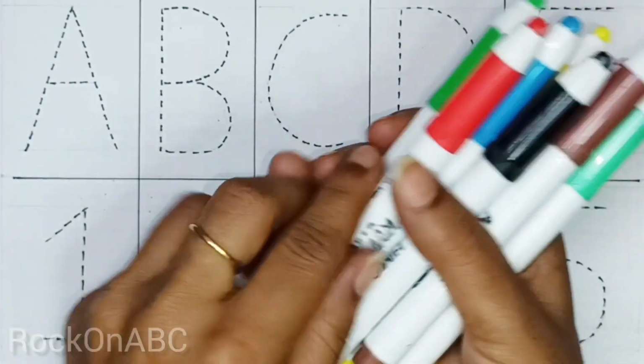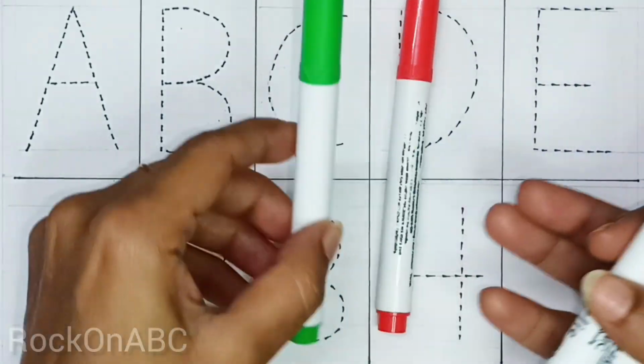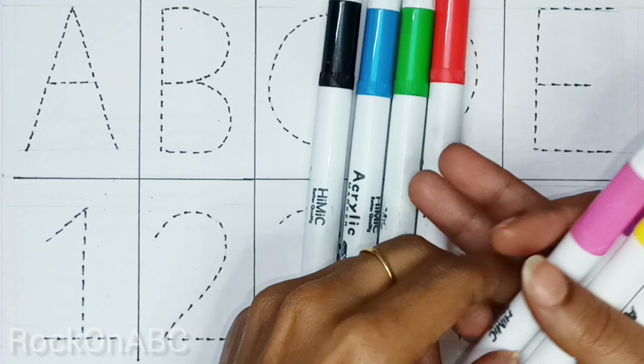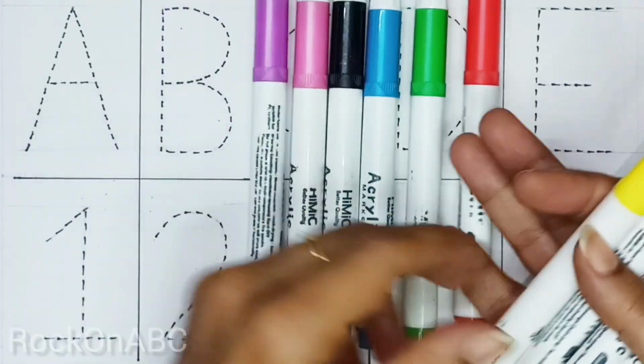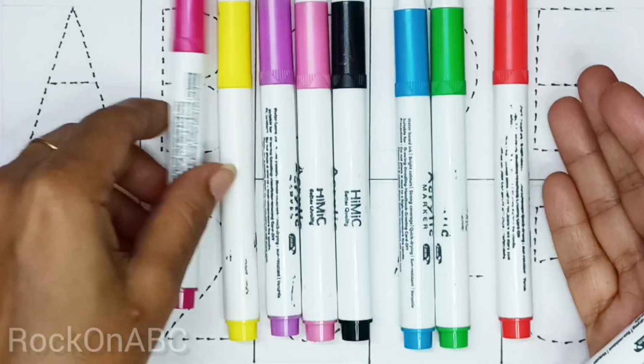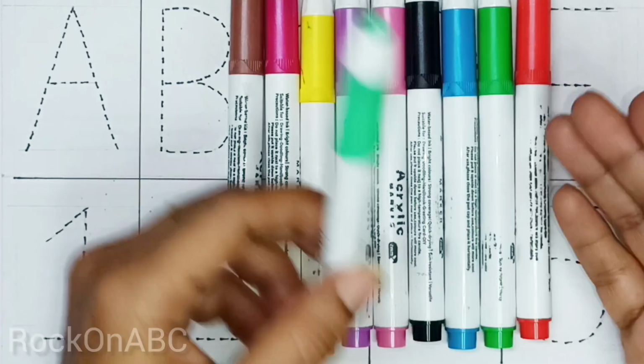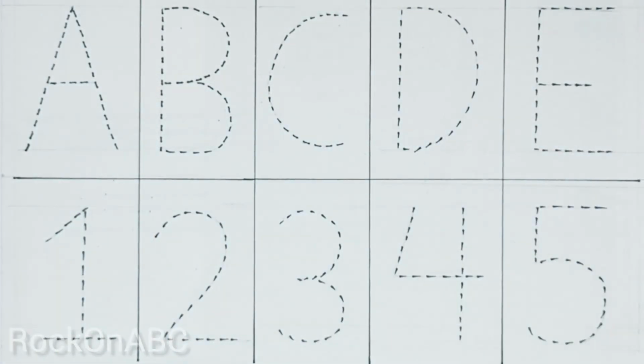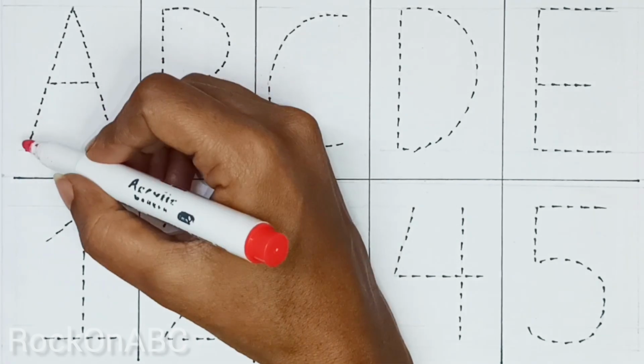Let's learn some colors name. Orange color, green color, blue color, black color, pink color, violet color, yellow color, dark pink color, brown color and light green color. So let's get started. Red color A.